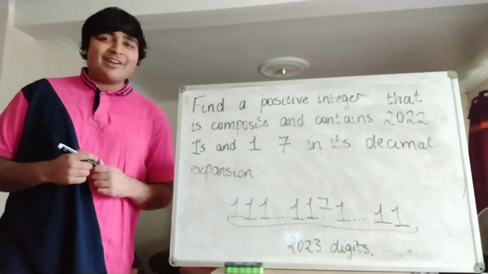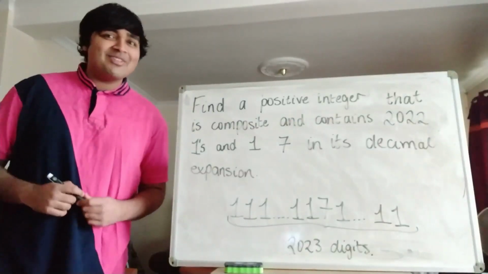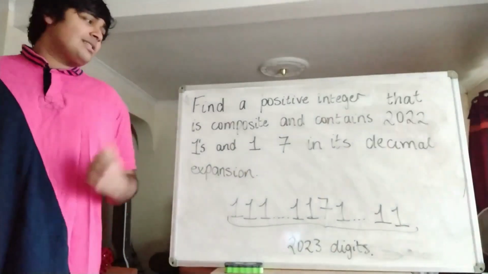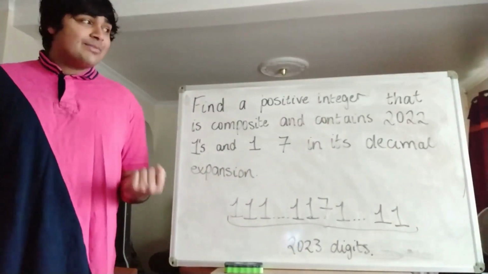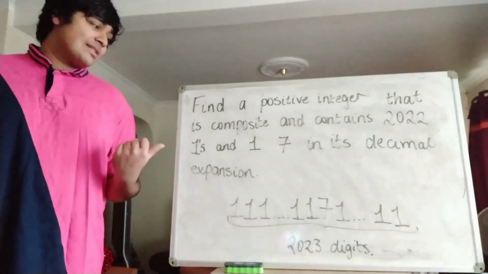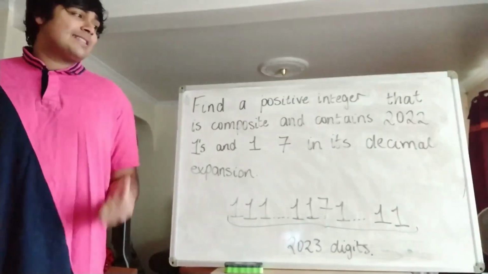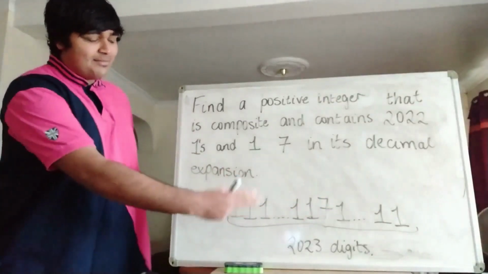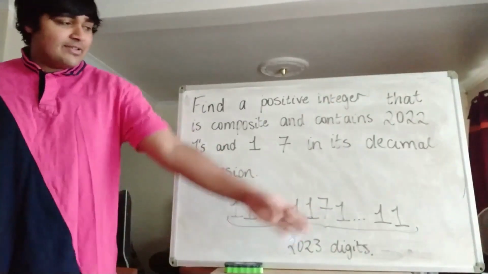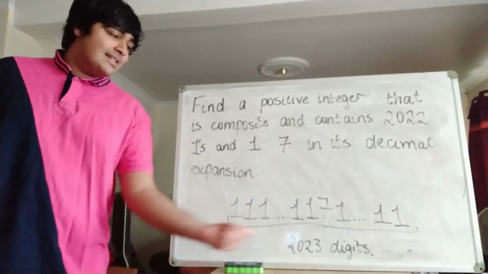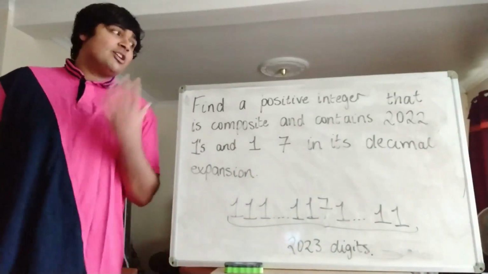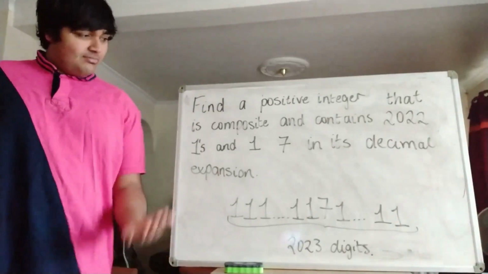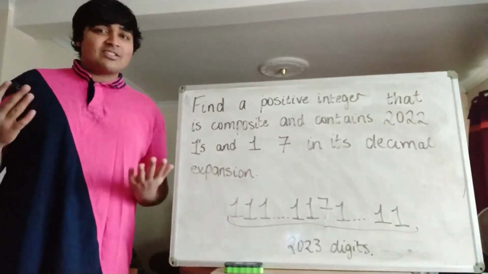To celebrate the new year, I thought it'd be nice to do a number theory problem that involves the number 2022. So here it is. We want to find a positive integer that is composite and contains 2022 ones and a 7 in its decimal expansion. So it's going to be of this form here: some number of ones, followed by a 7, followed by another bunch of ones, and in total there'll be 2023 digits, 2022 ones and a 7. And we want to find a number of this form which is composite.